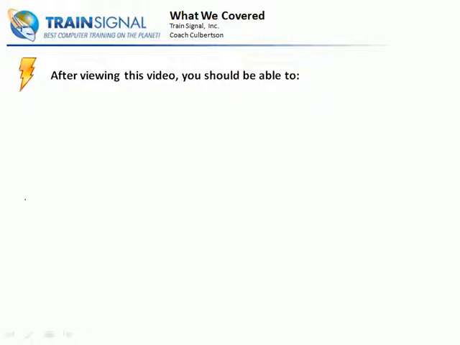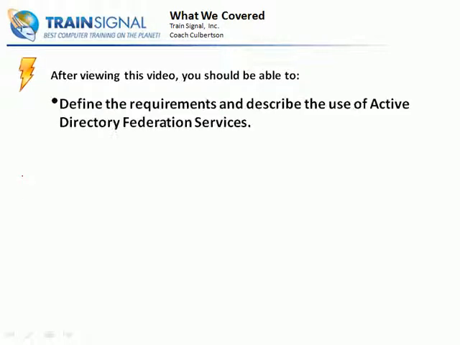All right, so after viewing this video, here's what we should be able to do. You should be able to define the requirements and describe the use of Active Directory Federation Services. Again, I didn't demonstrate it because in Globomantics it didn't make enough sense to do so. You should be able to define the types and the directions of trusts, and go through those different definitions that I gave you and describe them.